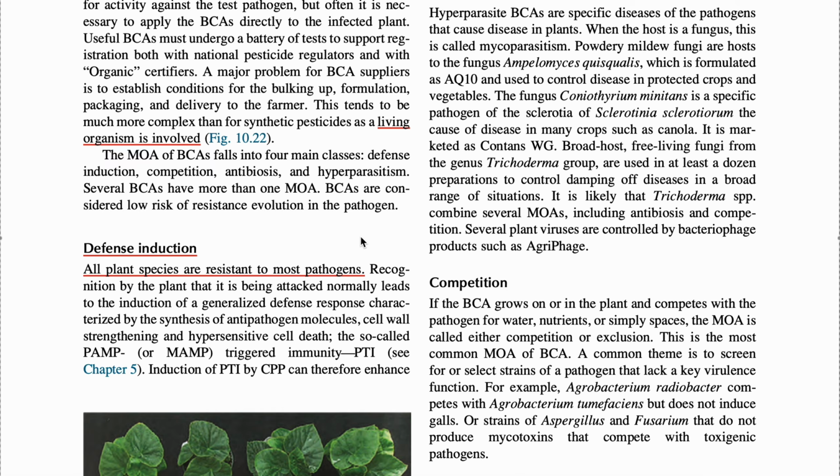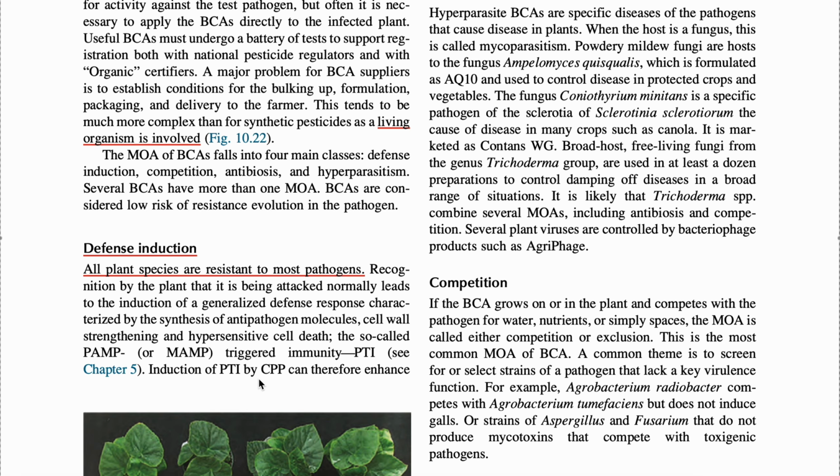So yes, all plant species are resistant to most pathogens. That means what we can say? Disease is an exception. Plant is naturally resistant to most of the pathogens and disease is the exception. Because for a disease to occur, there are multiple factors that need to coincide all together, and that's when the disease triangle and then tetrahedron and everything comes up, in which all the parameters should coincide, and in that position the disease will occur.